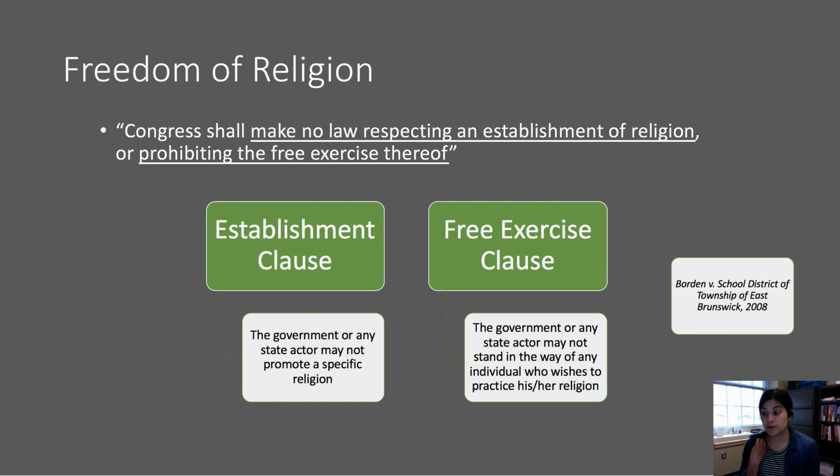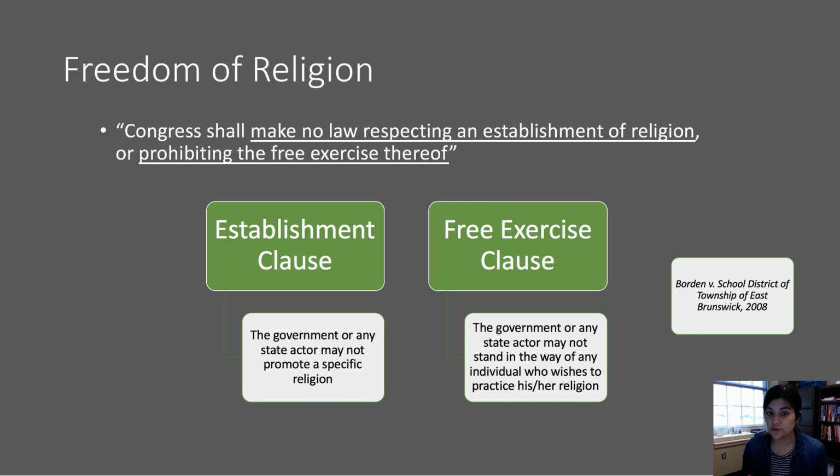Okay, so another important freedom that's inherent in the First Amendment is freedom of religion. So I want to take the verbiage of the law here because I think it's important in establishing what we're talking about. So Congress shall make no law respecting an establishment of religion or prohibiting the free exercise thereof.